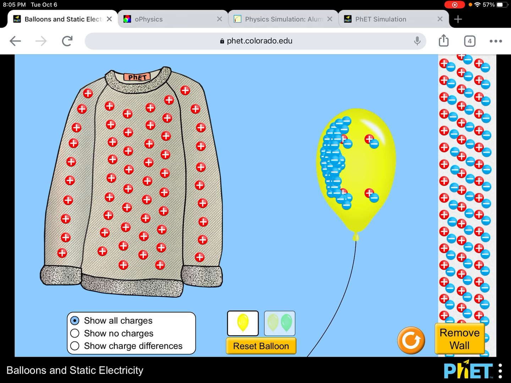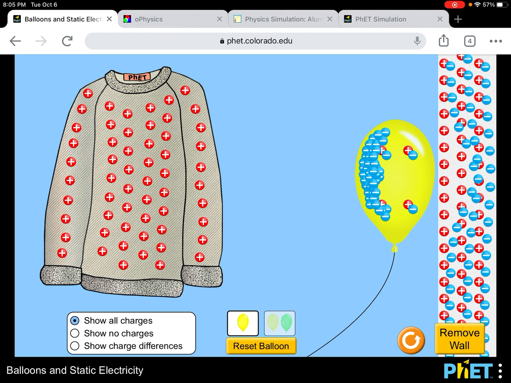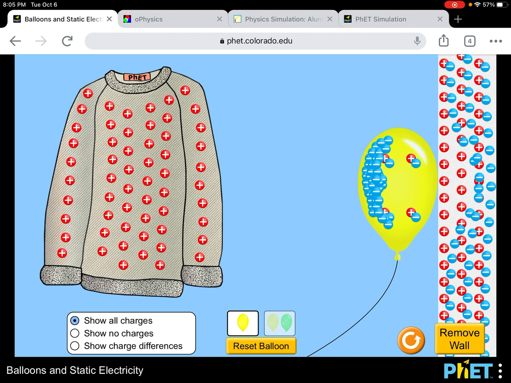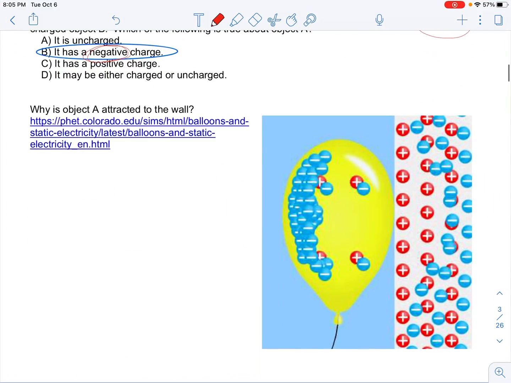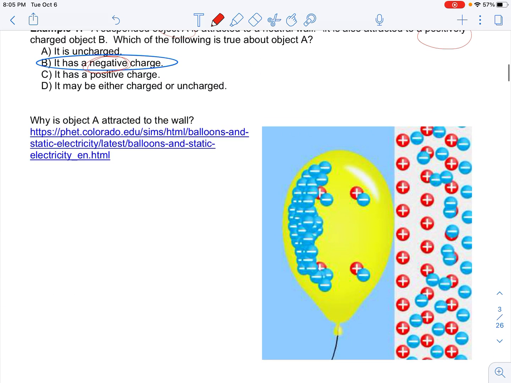Now I'm going to put this balloon on the wall and watch what happens. See how the negative charges in the wall are repelled by the negative balloon? The repelling of those negative charges creates a polarization in the wall. Polarization meaning that the positives and negatives are split. And now the negatively charged balloon is attracted to the wall because the surface of the wall has become positively charged. So that is a neat thing for you to play with.